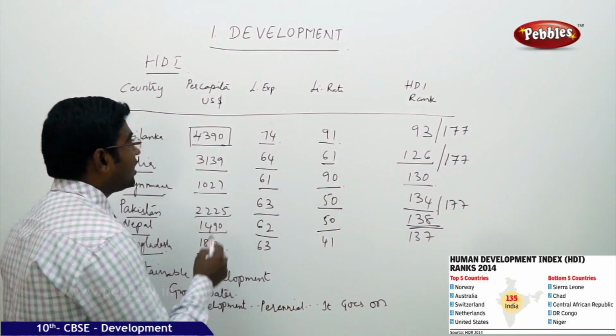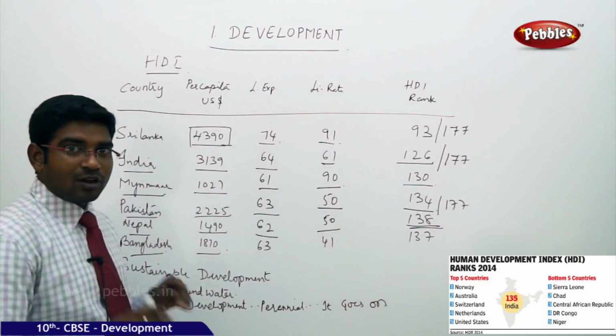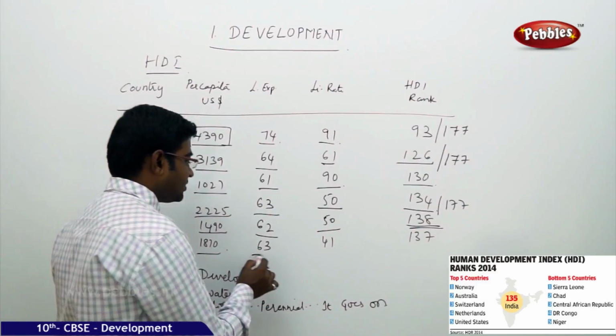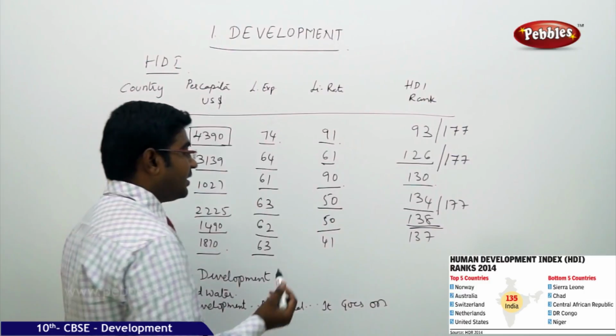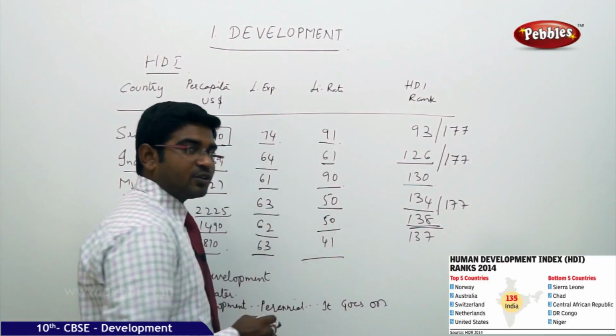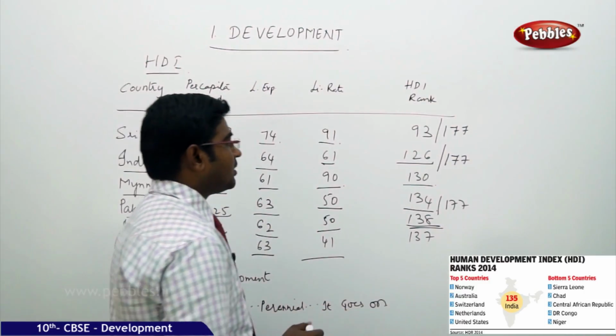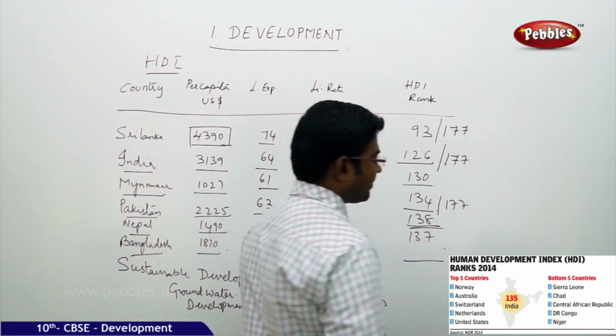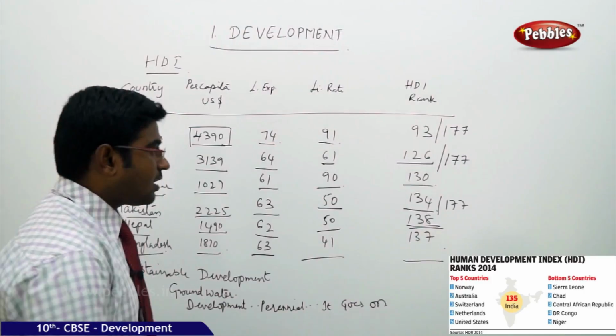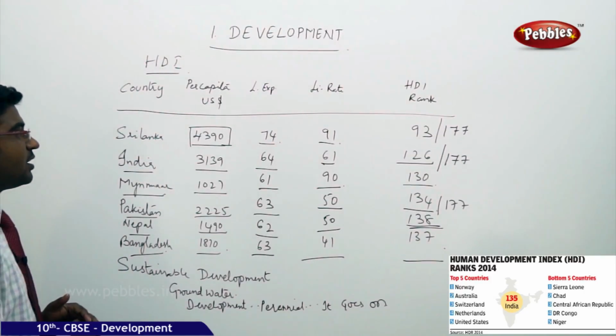1870 is the US per capita income in dollars for them, and life expectancy is very close, same like India, 63 years, and literacy rate is far low, only 41%, while the ranking is ahead of Nepal with 137. And now let us observe the statistics carefully.